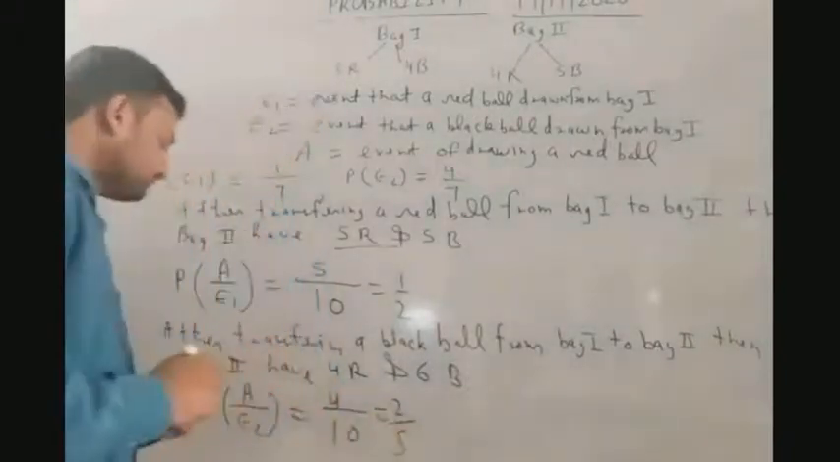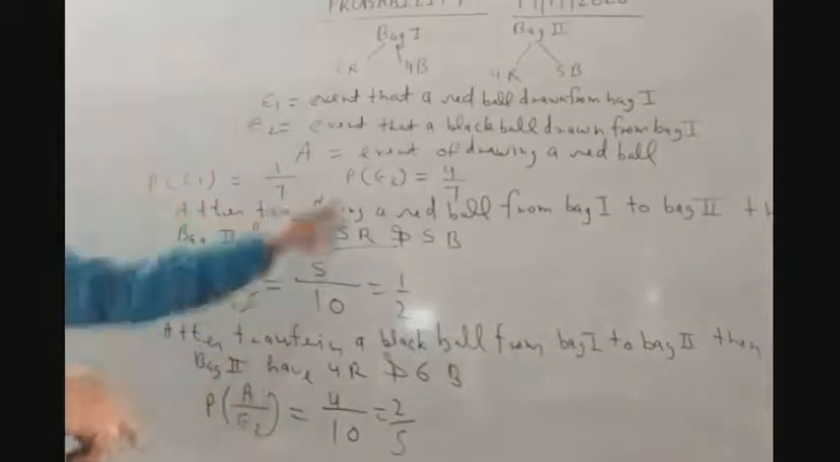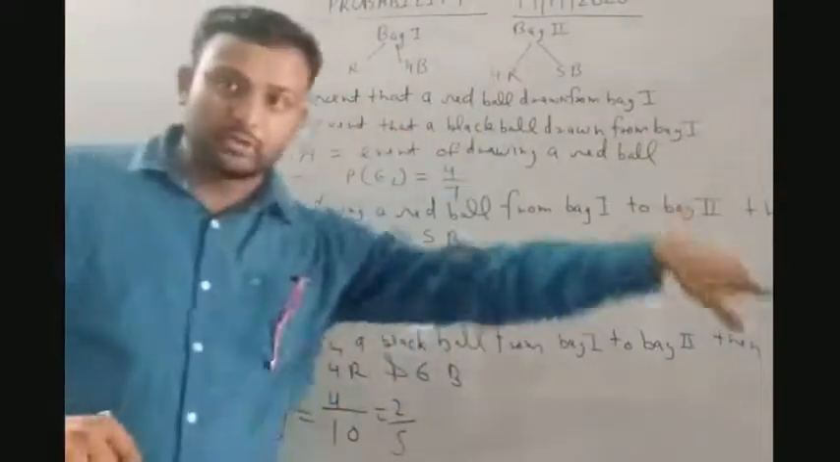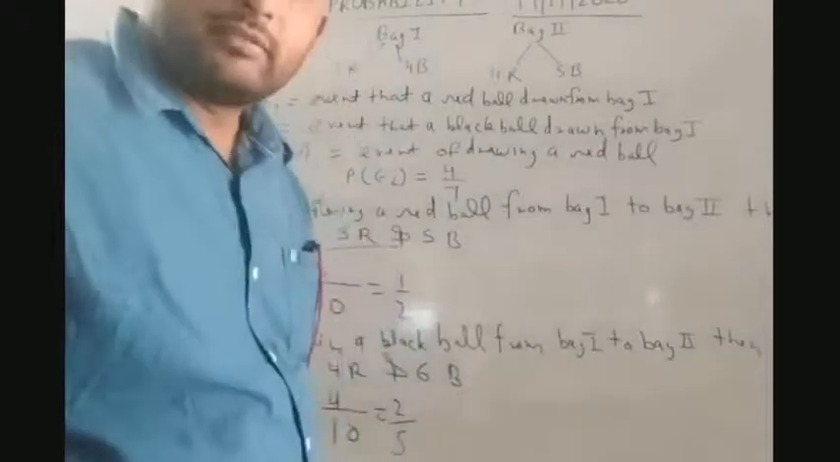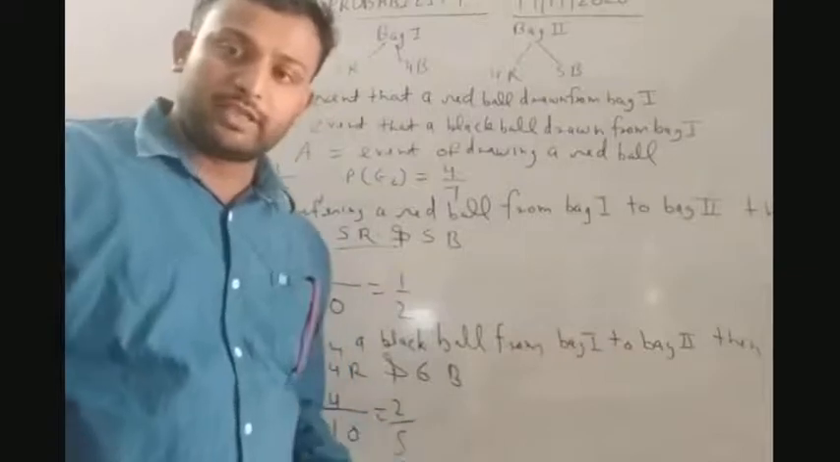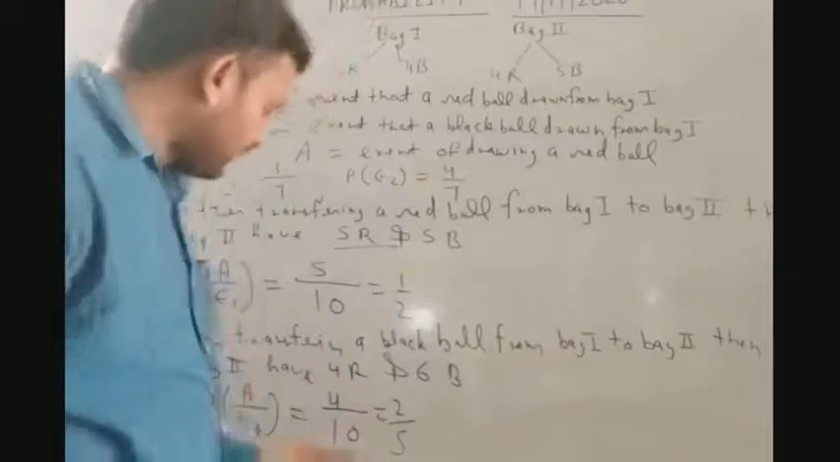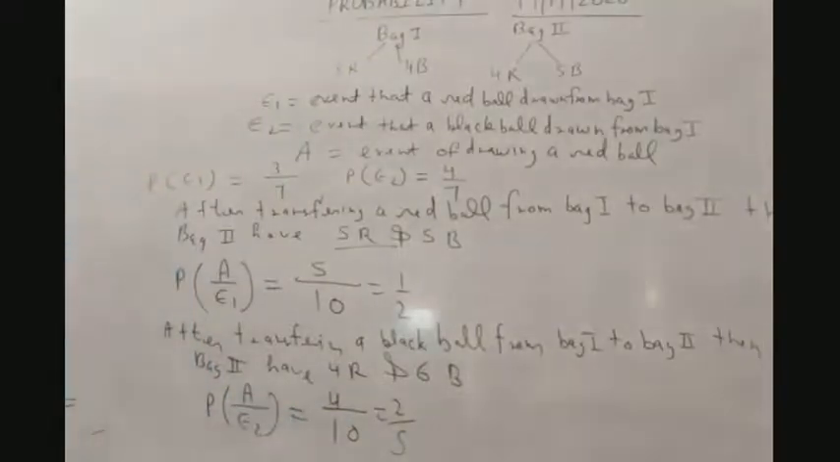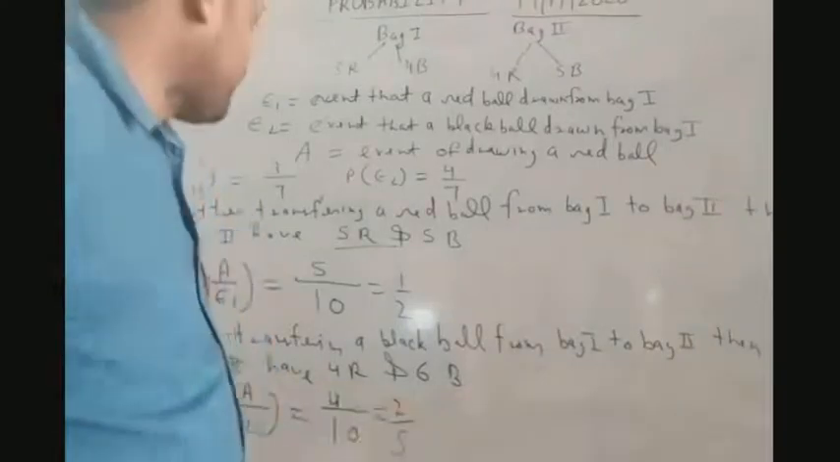2/5, because we have to find the probability of a red ball when a black ball is sent to the second bag. So the red ball number will be 4, but the whole ball count will change from 9 to 10. So we write 4/10, so it will be 2/5. Okay, so now we have to find what?